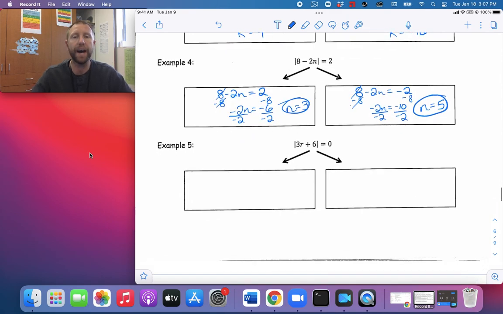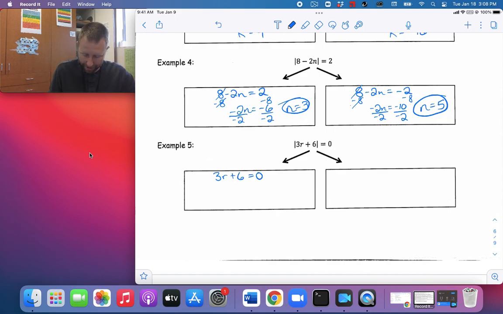For example number 5, it says the absolute value of 3r plus 6 is equal to 0. So what's that saying? That's saying that the expression 3r plus 6 is 0 away from 0. There's only one possible answer. There's only one number that is 0 away from 0, and that's 0. So I don't actually need to write out two equations here. I just need to write out one. So I've got 3r plus 6 equals 0. And that's it. I don't have to set up another equation because there's only one number that's 0 away from 0, and it's 0.